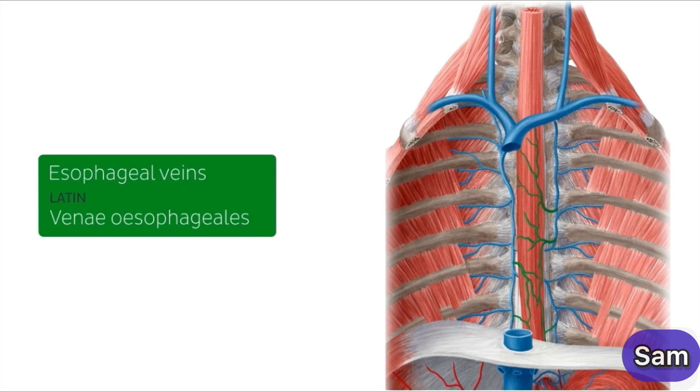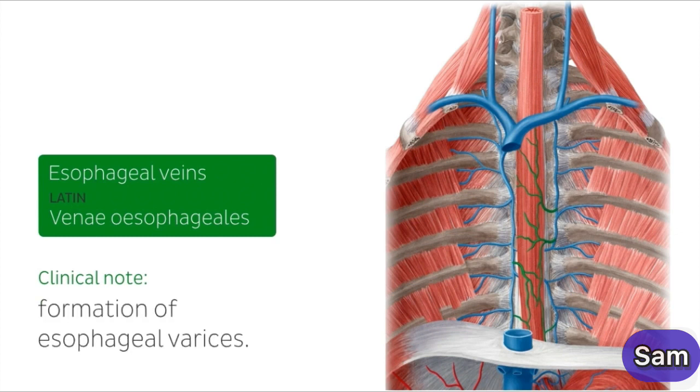And while we're here, I'm just going to mention a brief clinical note. So the esophageal veins are important because in the case of portal venous flow obstruction to the liver, for example, as a result of portal hypertension, blood may be diverted through the esophageal veins into the superior vena cava. However, this may result in the formation of esophageal varices due to the added amount of pressure put on these small veins.